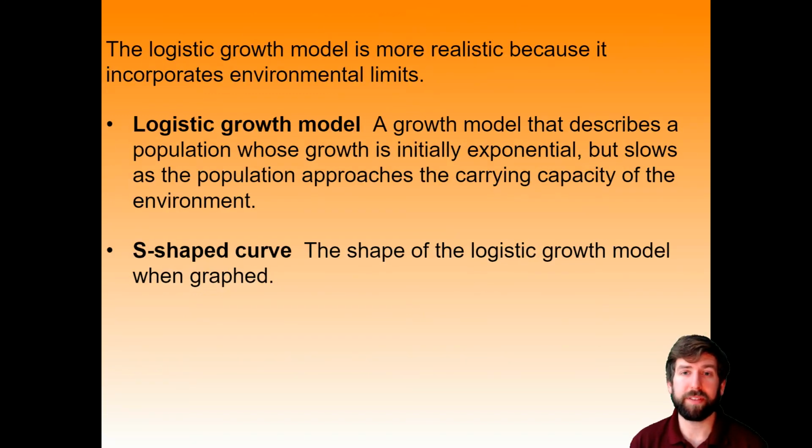So the more realistic model that we see in most things is this logistic growth model that takes into account the limiting factors, the carrying capacity, and is in a sense incorporating those environmental limits. So the logistic growth model, a growth model that describes a population whose growth is initially exponential but slows as the population approaches the carrying capacity of the environment. So you have that boom, you have that growth, and once they finally hit that limit, they're going to stabilize. We will see the S-shaped curve, the shape of the logistic growth model when graphed.